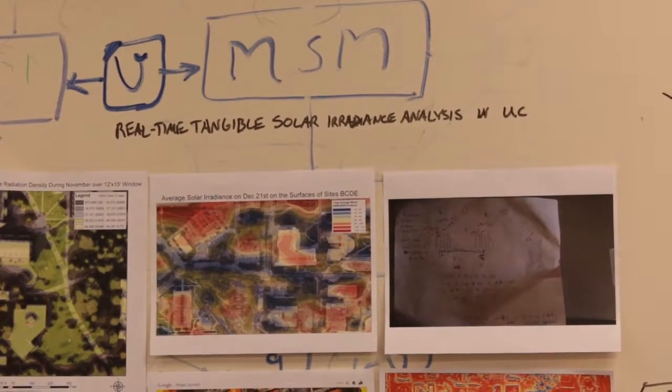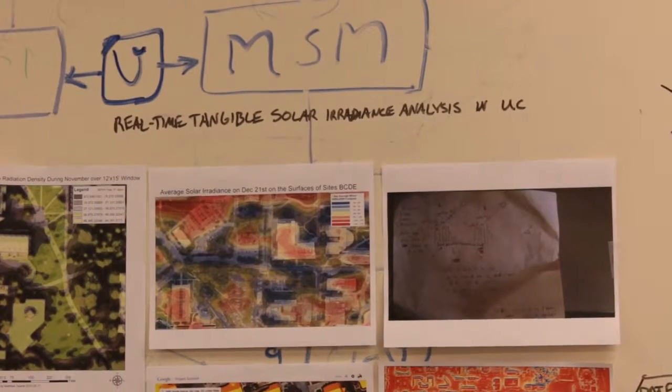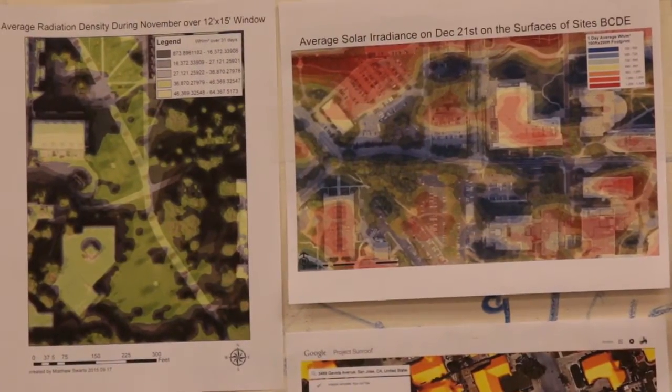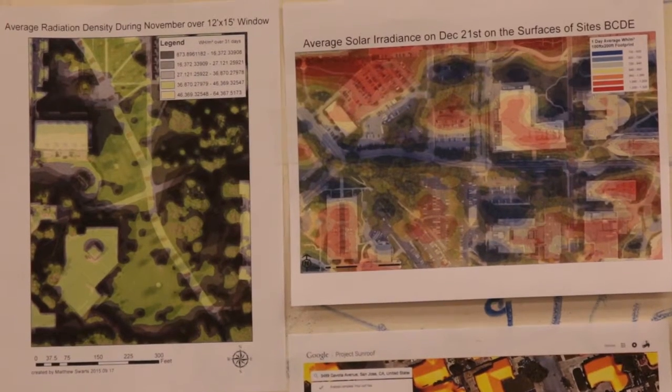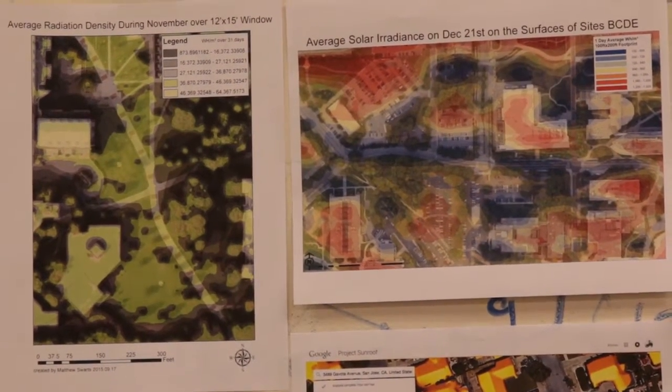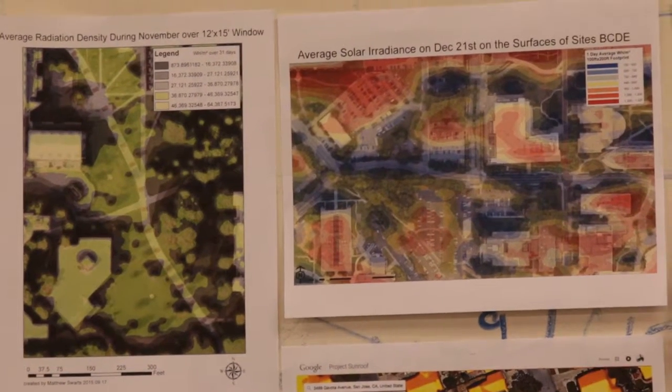In this video, I will talk about real-time tangible solar irradiance analysis in UC Winroad. Oftentimes we're asked to do solar incidence analysis to understand where we can put solar panels on the buildings, or new facilities that we may install on our campus.